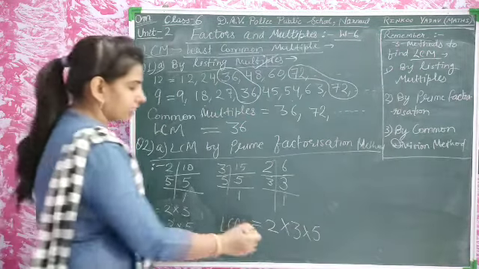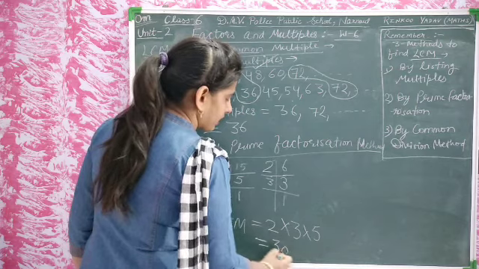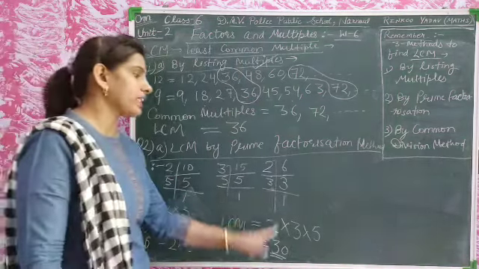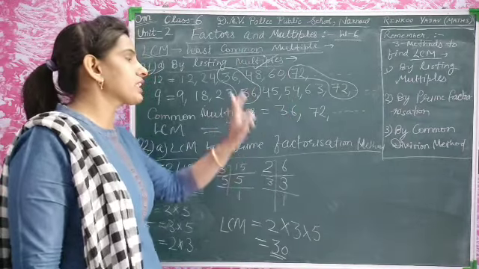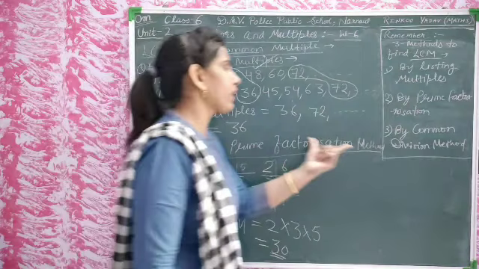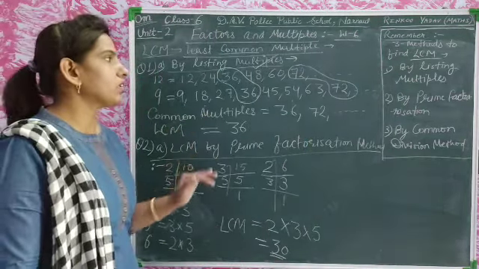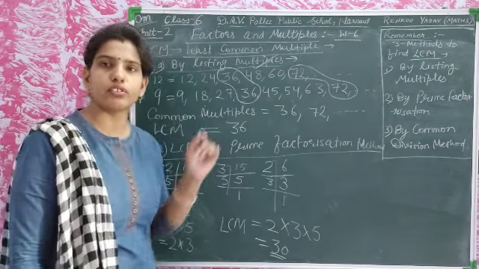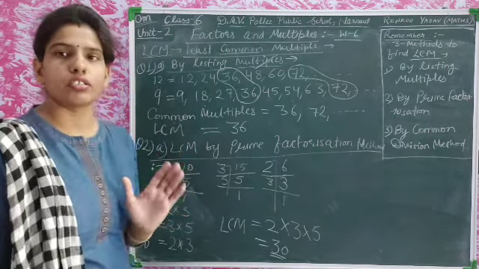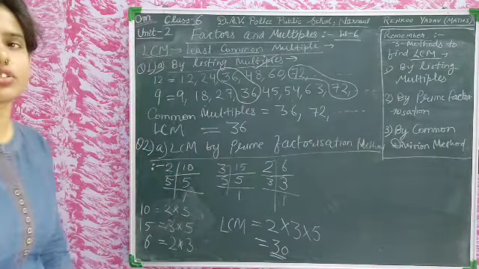Is this clear? Then their LCM is 2 times 3 is 6, 6 times 5 is 30. This is the LCM of these 3 numbers. You can find the LCM by this method, the multiples method, listing by multiples, and this is the prime factorization method. Both are typical methods for higher values. But if there are small numbers, then you can easily solve these questions.